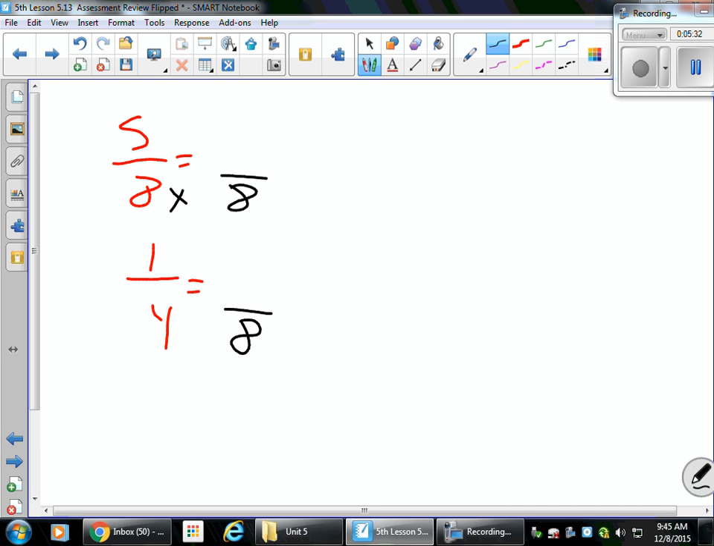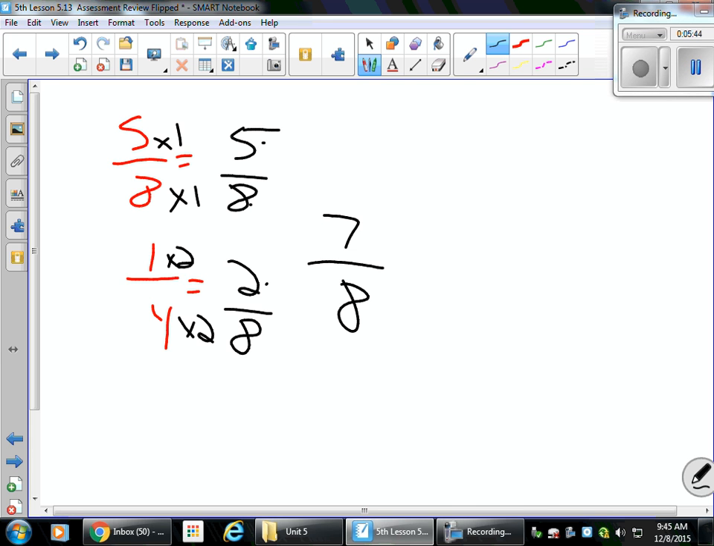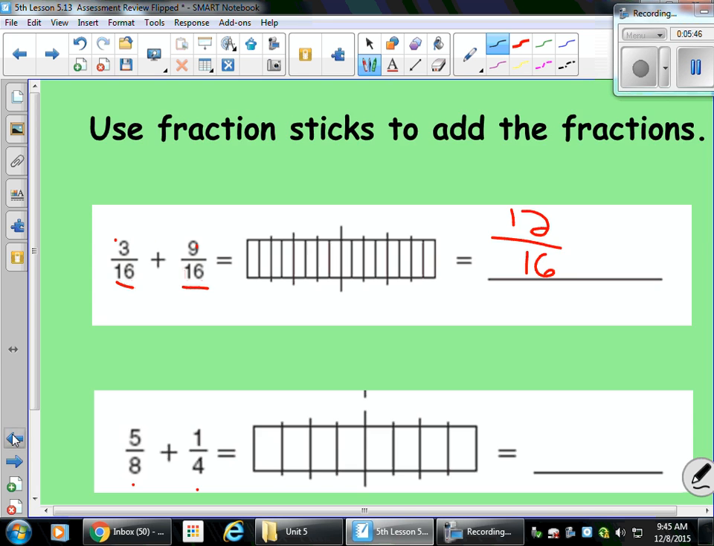That means 8 times 1 is 8. 5 times 1 is 5. 4 times 2 is 8. 1 times 2 is 2. Simply just add the 5 and the 2 gives me a 7. Keep my denominator 7/8. Let's jump back to this problem. 7/8 is my answer. Let's keep going here.